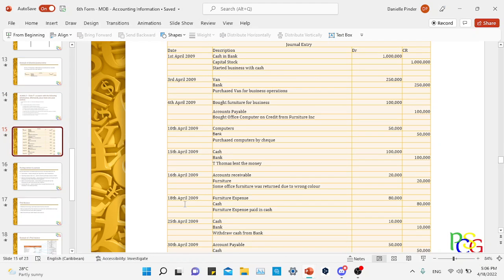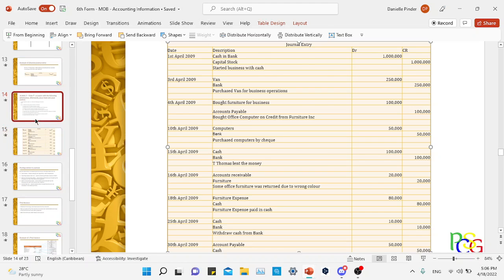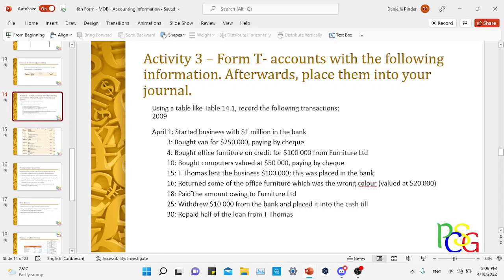Great. All right. Are we going through the others? Yeah. Okay. All right. So now for the 16th. What is it again? Right. So it says return some of the office furniture which was in the wrong color. So then we valued it at $20.